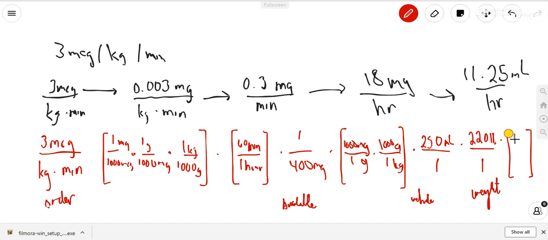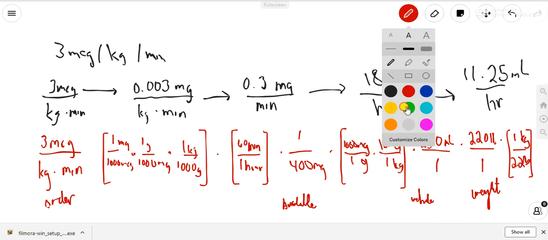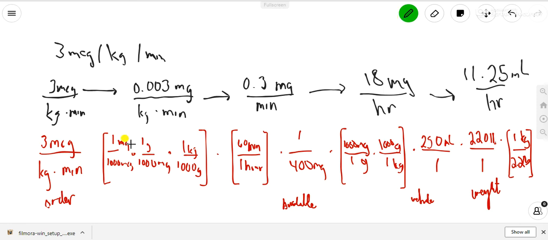All right, so now I need to change these pounds to kilograms. I write my pound on the bottom first to cancel out, and then I write kilogram on the top, and I write 1 kilogram is equal to 2.2 pounds. And now let's see if I'm ready to start working the problem by canceling out units.